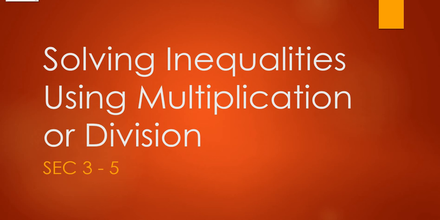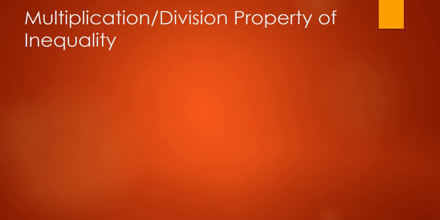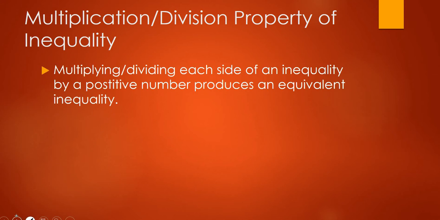In section 3.5, we're going to continue working with inequalities, but now we're going to use multiplication and division to solve. So again, we have a rule, and our multiplication and division property of inequalities says that if we multiply or divide each side of an inequality by a positive number, we produce an equivalent inequality. So that's the same as adding or subtracting each side.